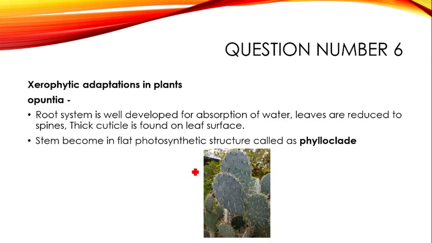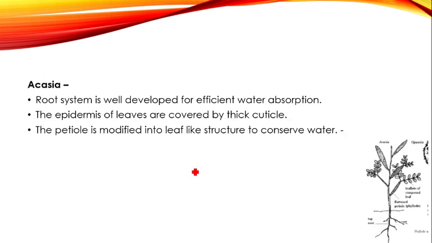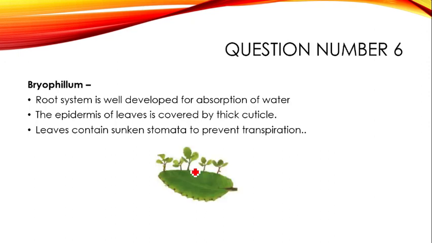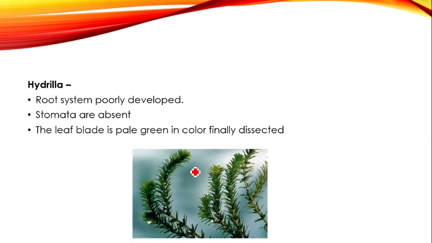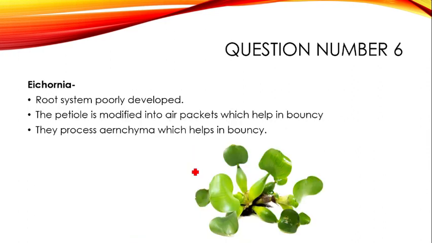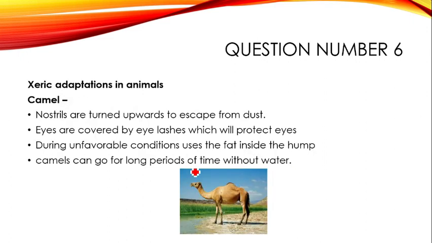See, they may give Opuntia. At that time you have to write Opuntia and comment on the Opuntia: how you have identified it and which type of adaptation you can see. They may give Acacia, which also shows the xeric adaptation. They may give Bryophyllum. They may give hydric adaptations also. It may be Nilambo. Okay, they may give Hydrilla. They may give Eichhornia.